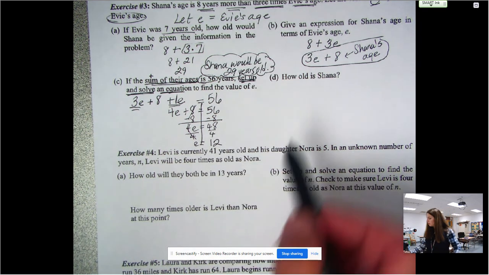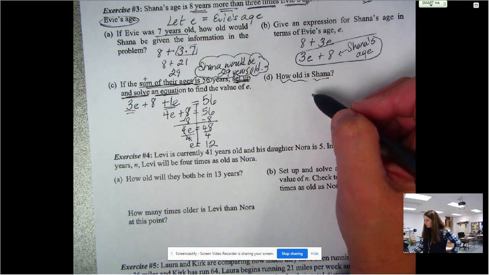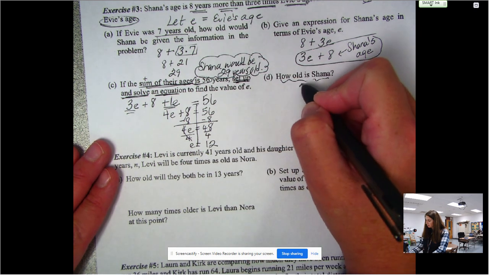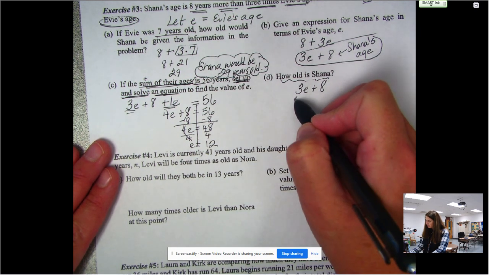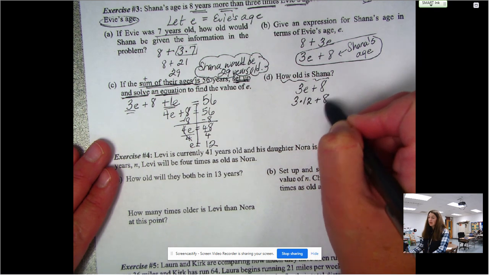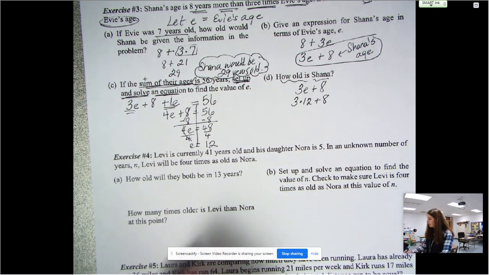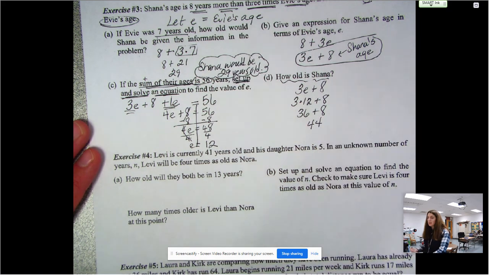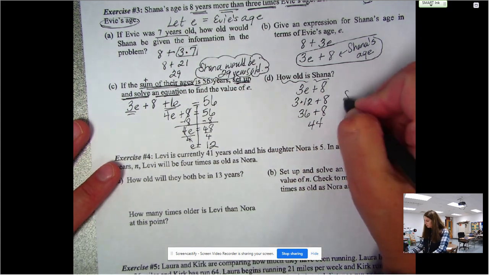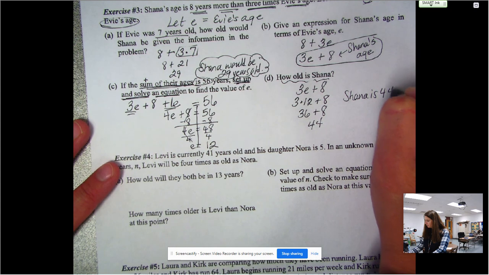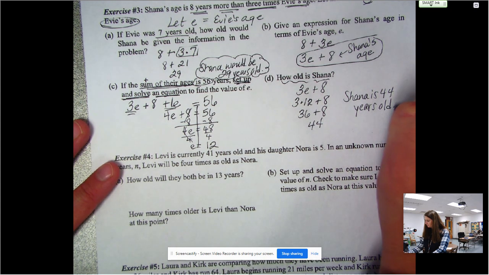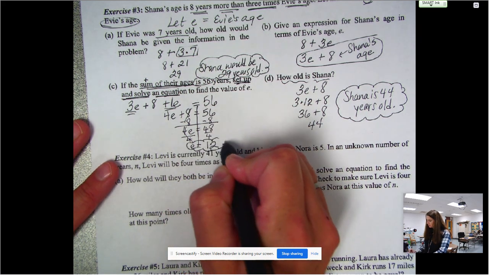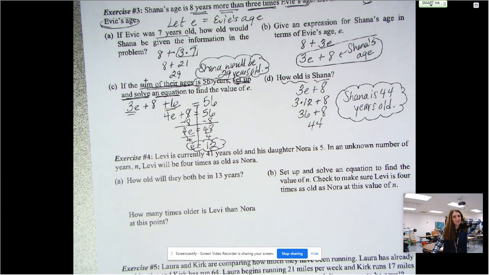Now it wants to do one more thing. We want to know how old is Shauna. So remember, this is Shauna's age right here, this expression, and we know E, so now we're going to plug it in. So 3E plus 8, 3 times 12 plus 8. Again, order of operations is important, so multiplication first. We could type this whole thing into our calculator, PS. So that means we're getting 44. So Shauna is 44 years old. Okay, I guess I'll bubble cloud E equals 12 as well. That's another answer for us.